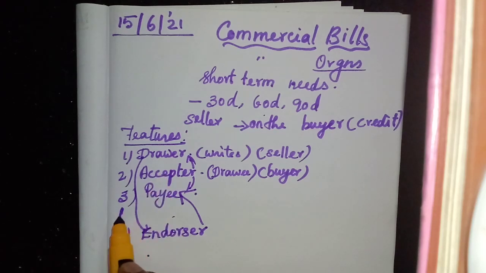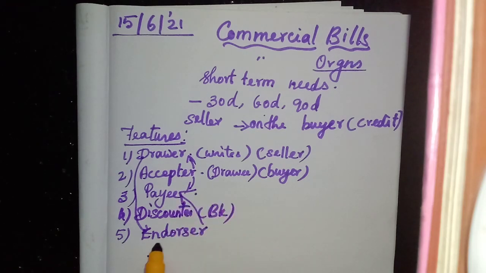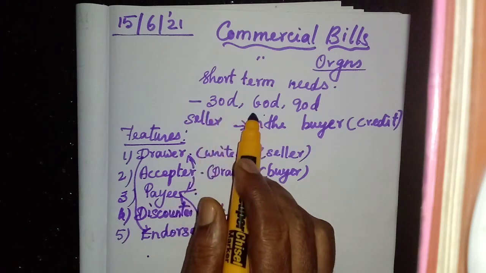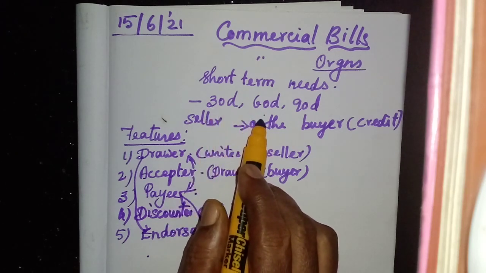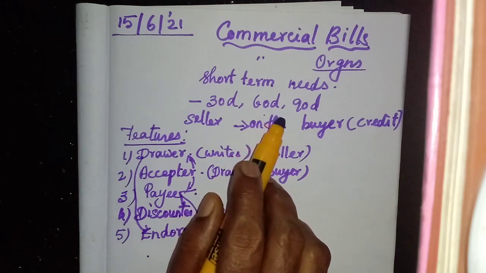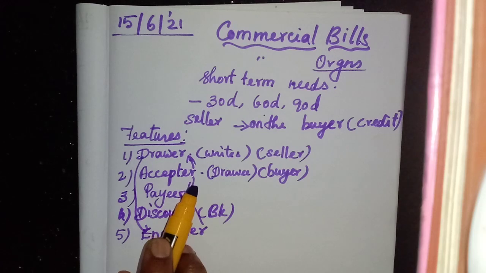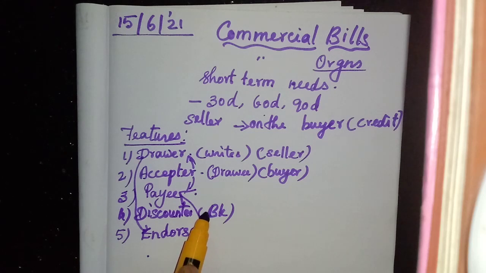Then the fourth one, discounter. What is discount? Discounter is the bank. How? When the payee needs money immediately, he is not able to wait for these 30 days or 60 days. He may be in need of money very urgently. So what he can do is discount this bill in the bank. So the bank will credit the amount, not the full amount. The bank will charge 1% as a discount. That is why it is called discounter.